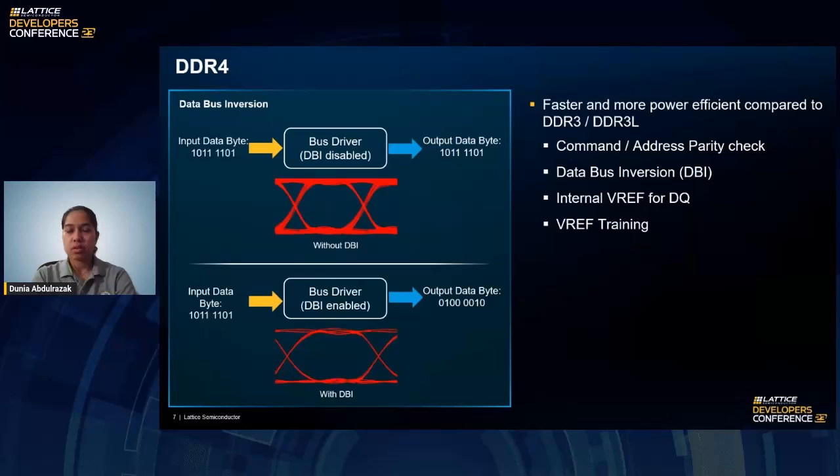Data bus inversion, or DBI, counts the number of ones on the data line, and if the count is 5 or more, the data bits are inverted. This helps to improve power efficiency and signal integrity within the system, as shown in the figure, where the bottom image represents when DBI is enabled and produces a bigger I.